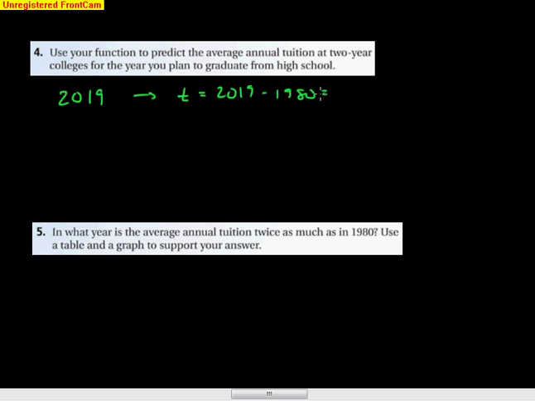Can't write 1980, sorry. And I got 39. So that's the t value. So you're going to plug that into your function. Y equals 350 times 1.09 raised to the 39.